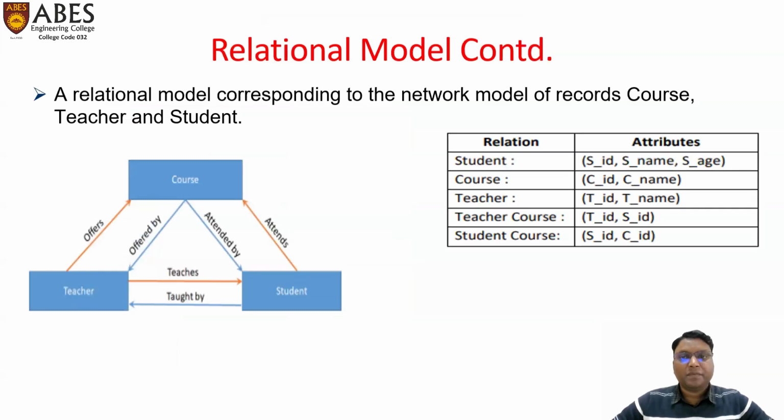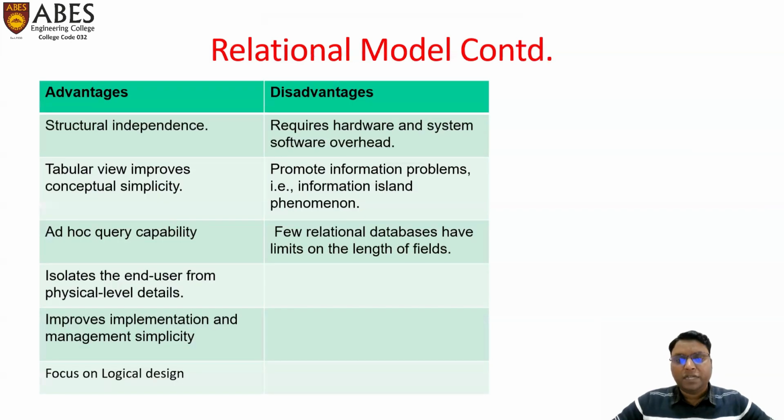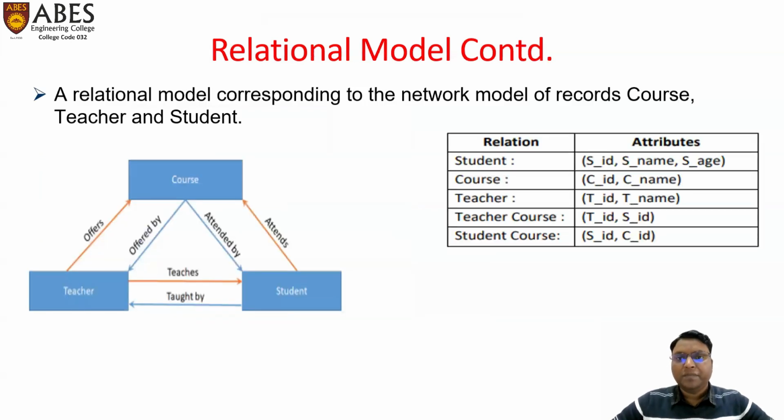Some popular we can see with the help of example also like a relation and attribute. So as you can see in the table, we have relation student, course, teacher, teacher, course, course, student, and these are the attributes. As I told earlier, student have attributes like student ID, student name, student age. Similarly, if I talk about student course, which is the last entry in the table, student course consider student ID and course ID. So in this way, we can store the data.